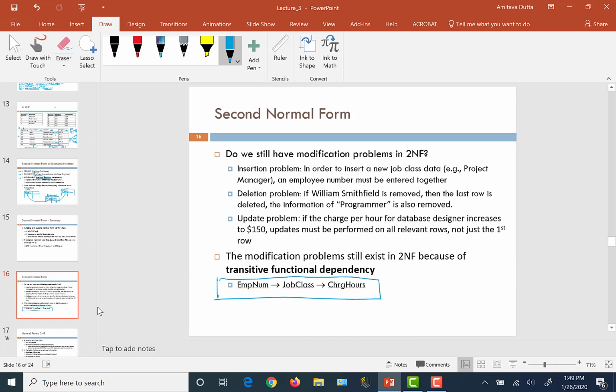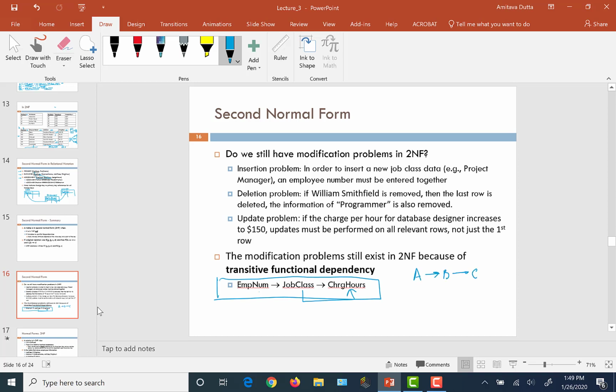If you go back and look at the functional dependencies that were there in the original table, you will find that employee number determines job class, employee number determines charge hours, and job class also determines charge hours. So you have this transitive dependency. Employee number determines job class and job class determines charge hours. So what is a transitive dependency?